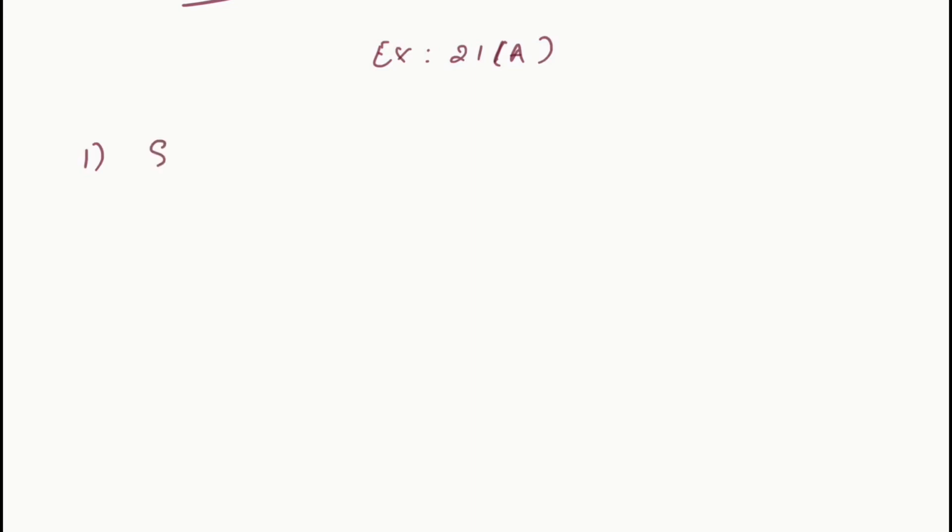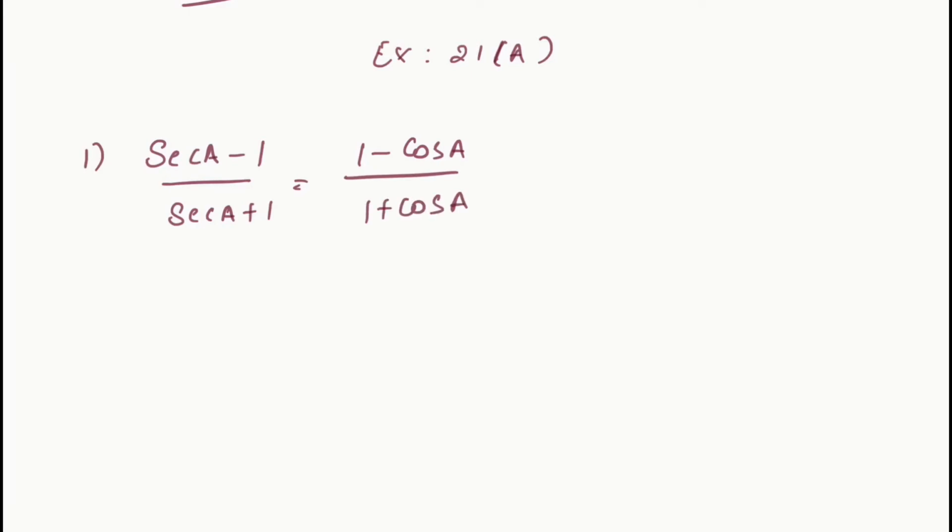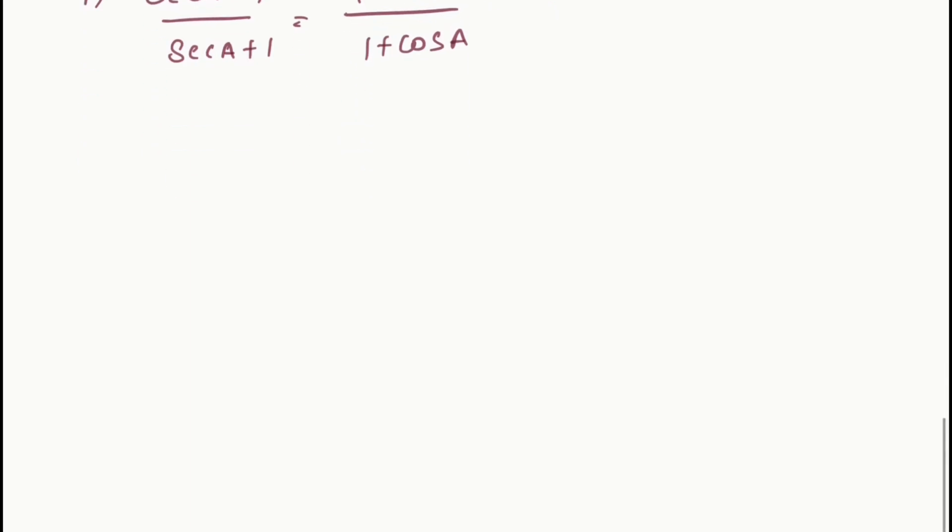Secant A, the first one: (secant A minus 1) by (secant A plus 1) equals (1 minus cos A) by (1 plus cos A). We need to prove this. So this is my LHS and this is my RHS. Let me take the LHS first. LHS gives you (secant A minus 1) by (secant A plus 1).